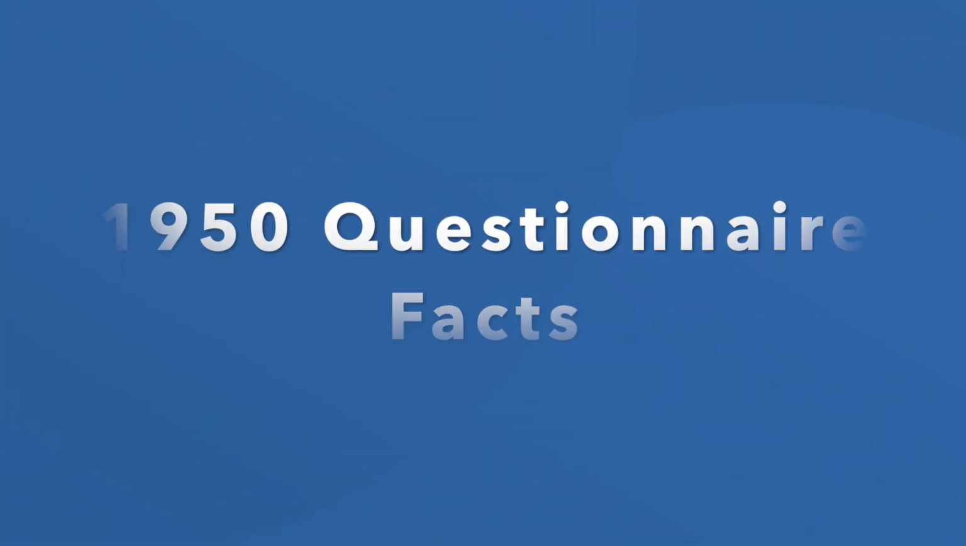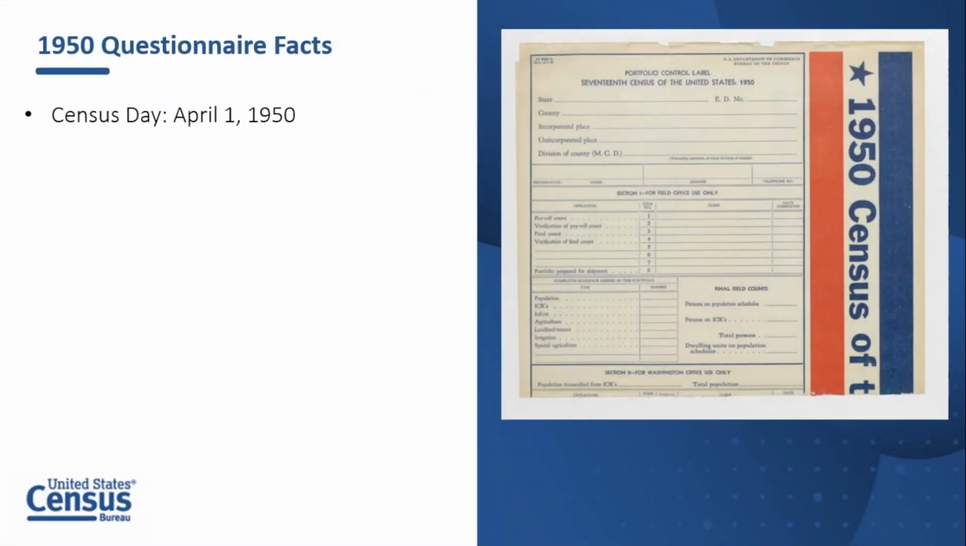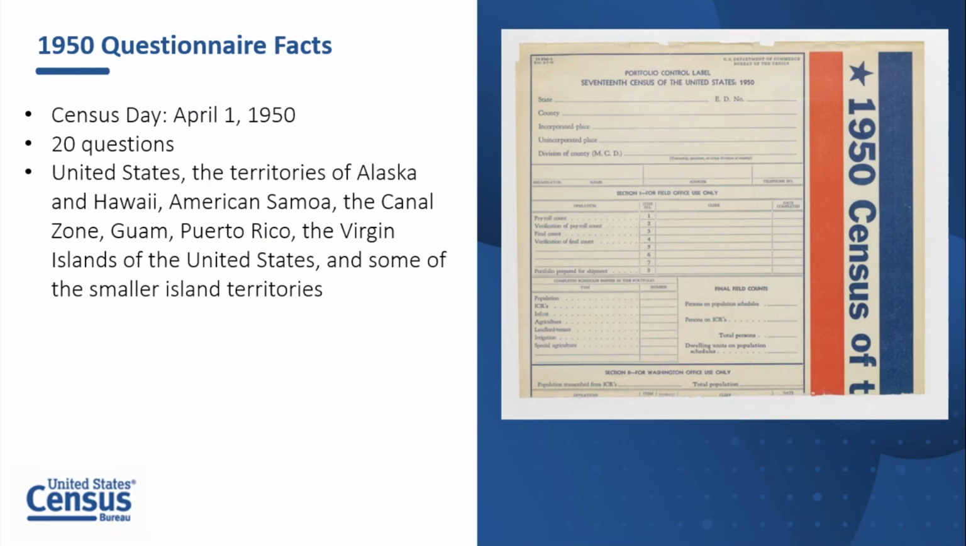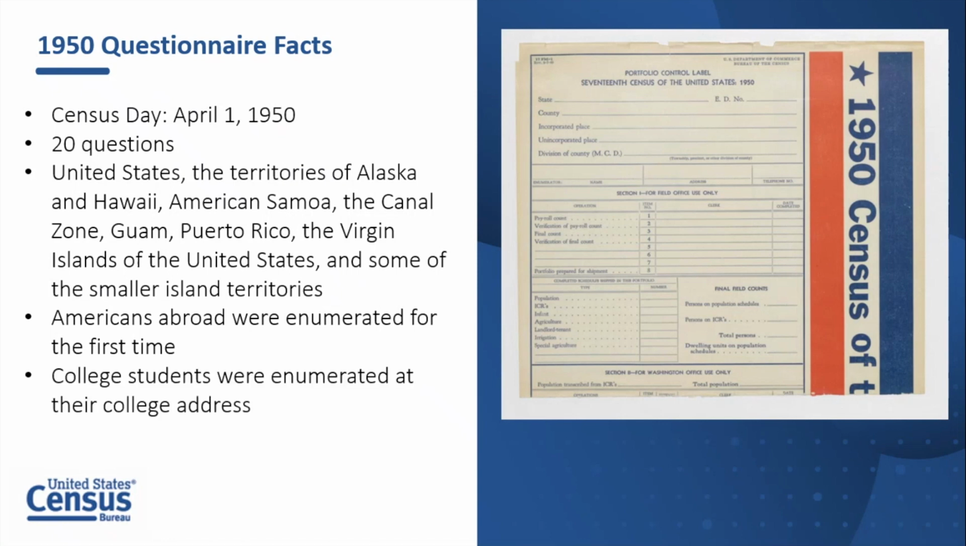1950 questionnaire facts. Census Day was April 1st, 1950. There were 20 questions on the form. United States, the territories of Alaska and Hawaii, American Samoa, the Canal Zone, Guam, Puerto Rico, the Virgin Islands of the United States, and some of the smaller island territories were included in this census. Americans abroad were enumerated for the first time. College students were enumerated at their college address.